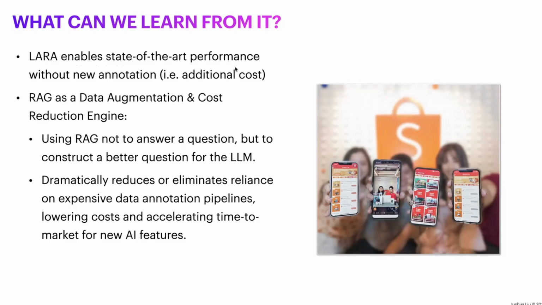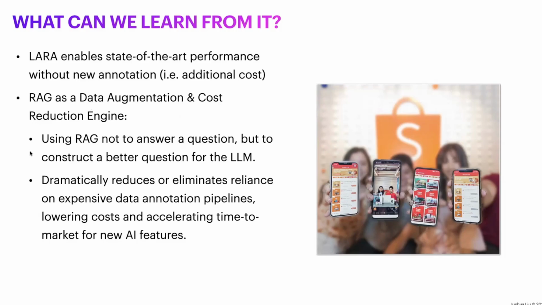By achieving better performance without adding new annotations or labels, that saves a lot of money that Shopee would otherwise have to invest. And we see that this RAG system is applied as a data augmentation and cost reduction engine rather than a RAG for generation. I hope it's an eye-opener that RAG can be applied in a small component of a larger system rather than having to be the entire system itself.